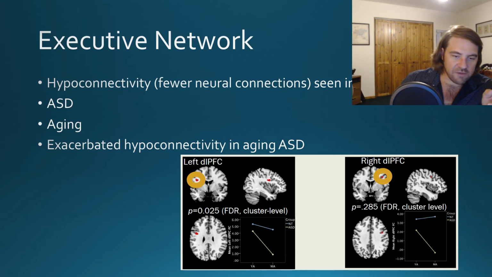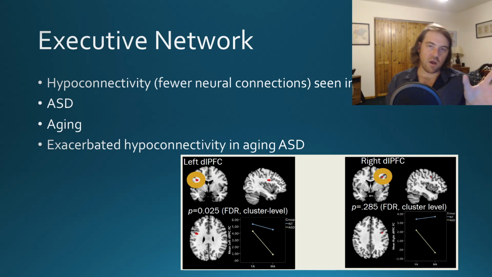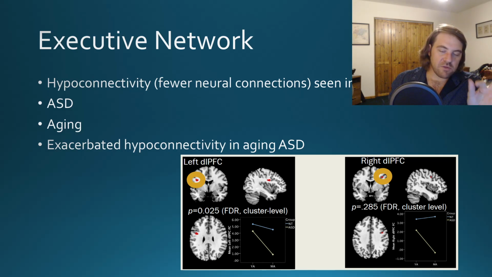So on the left, you're going to see the left dorsolateral prefrontal cortex. That's a large area for decision making. And what you can see is the blue bar is neurotypicals. And there's a little bit of a decline with aging, but not much. It might not even be a significant change. For people with ASD, that's quite a drop as you go from young adulthood to middle age.